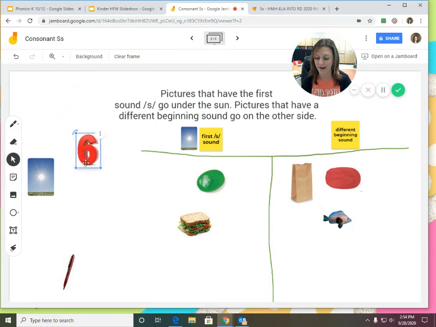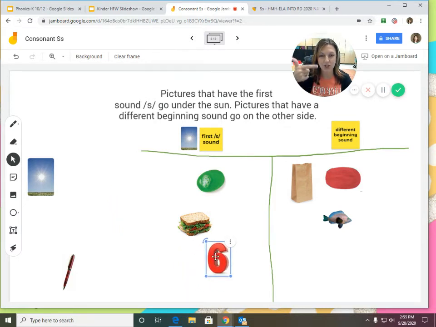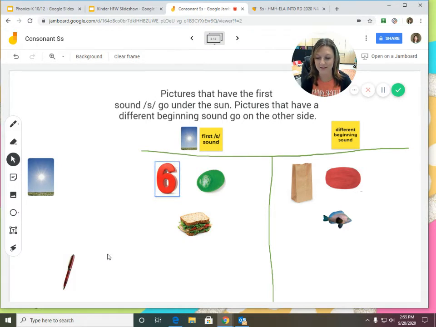All right, what about this number? What is this number? Tell me, kindergarten. 6. Very good. So think about that number. 6. What do you hear at the beginning of it? S. Good. So does 6 match sandwich, soap, and sun? Give me a thumbs up or down. Good job. It is a match. We can put all of those together.